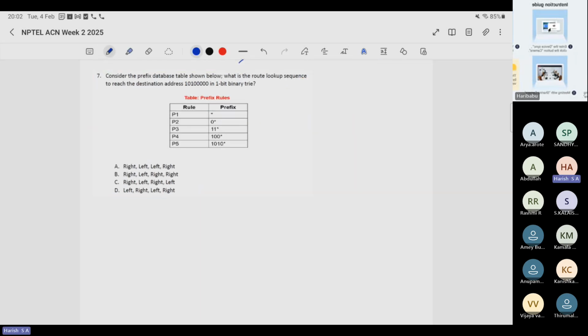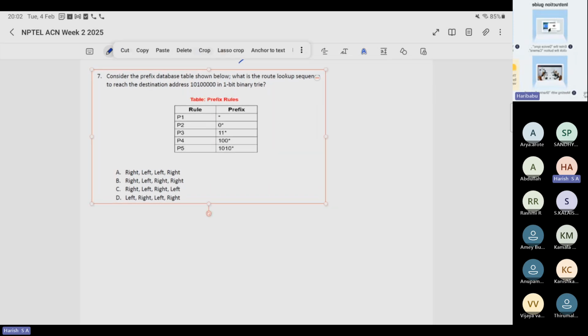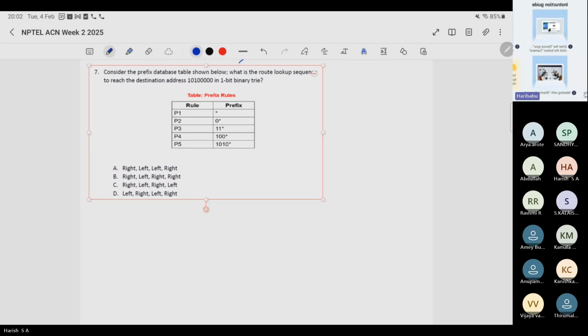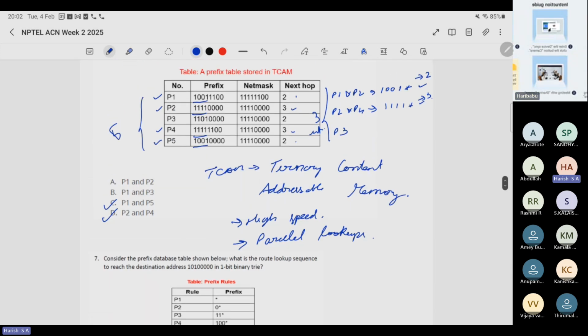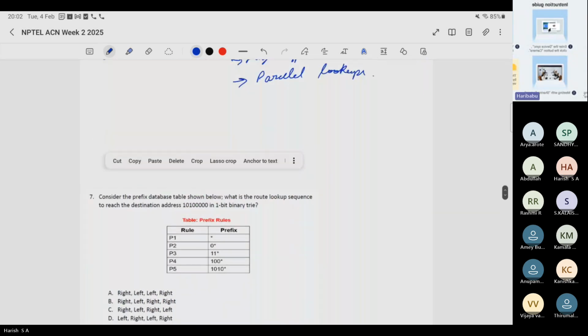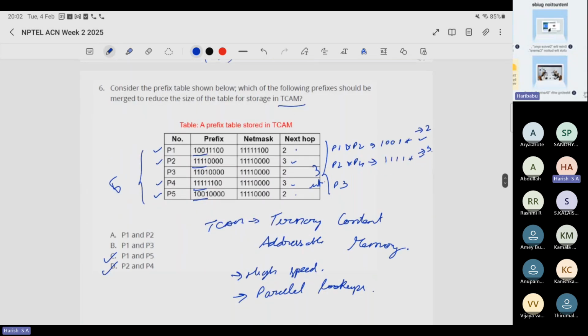Okay, so they've given the table, the prefix table, and they're asking. Sir, can you repeat the previous one, sir? Oh yeah, sure. Okay. So basically this is the prefix table, right? And which of the following prefixes should be merged to reduce the size of the table for storage in TCAM? So there are 5 entries, and when they say merged, it means we have to reduce the number of entries.